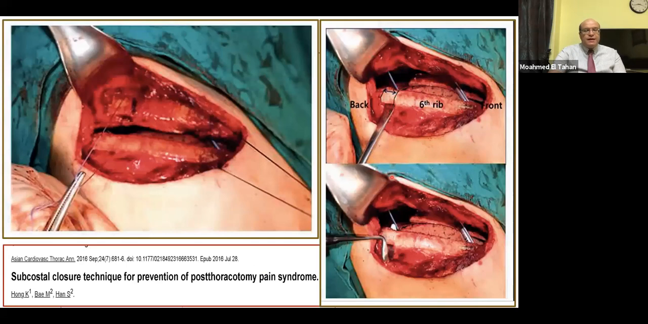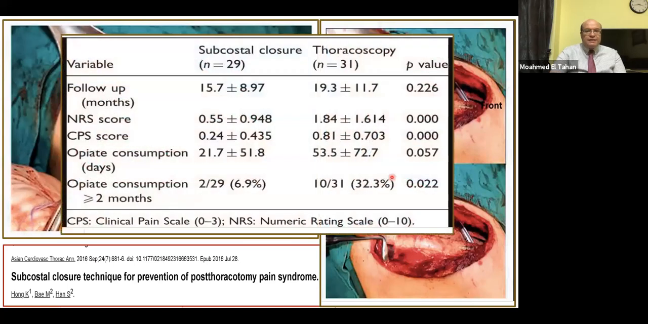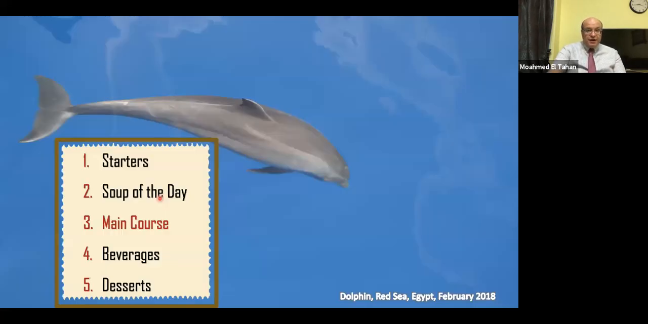Another study for subcostal closure technique for prevention of post-thoracotomy pain syndrome. You can see subcostal closure versus thoracoscopy, associated with comparably less pain scores, higher pain scores with thoracoscopy compared with subcostal closure, and more opioid consumption, as you can see, up to 2 months after surgery.